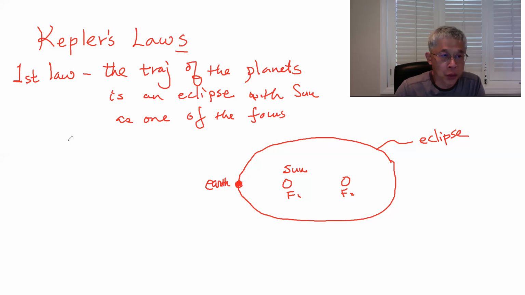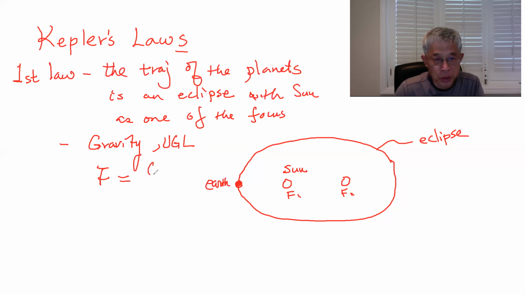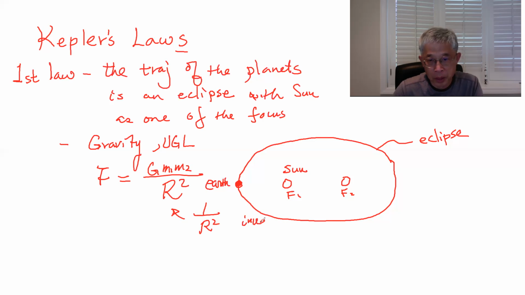So this law is strongly related to gravity, using the form of the UGL, right? The universal gravitational law says that the gravitational force is equal to G m1 m2 divided by r squared. So this is the inverse square law, right? 1 over r squared, the inverse square law. These two are very strongly related. All right, so that's the first law.